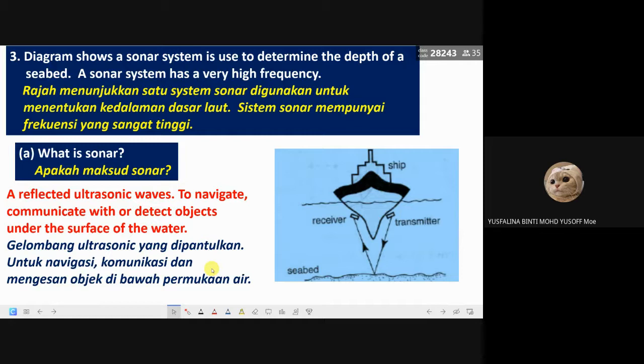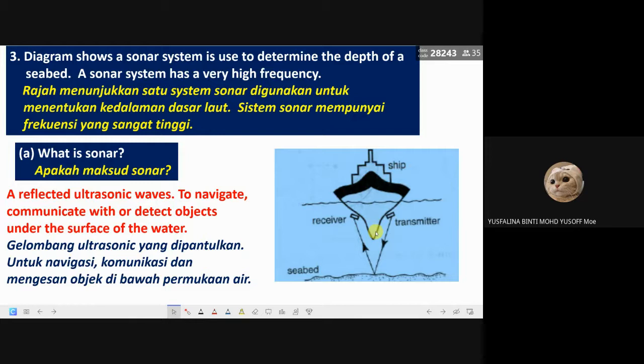So how do they use the ultrasonic wave? The first one, they must have a transmitter. The transmitter will transmit the ultrasonic wave. When it hits the seabed, it will be reflected back to the receiver. And then the ship will record the time taken from the transmitter, hitting the seabed, and going to the receiver. So how long does it take? That will record the time.